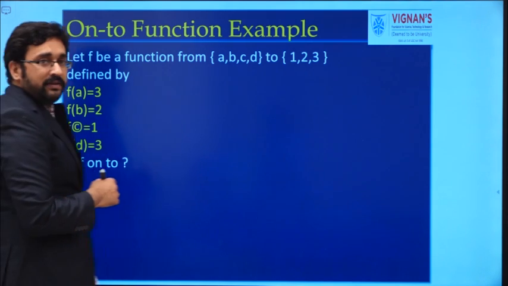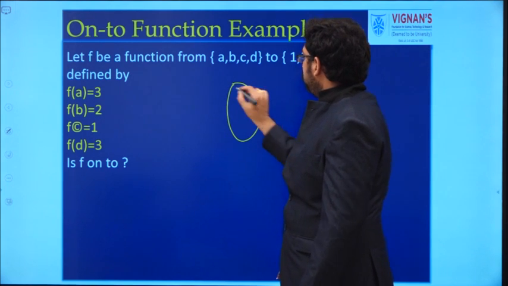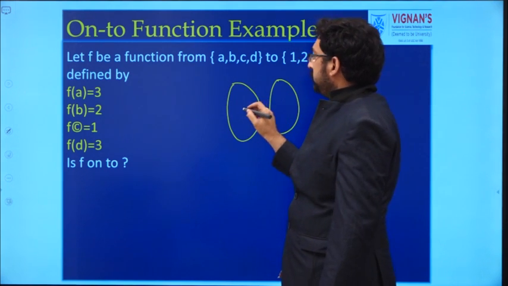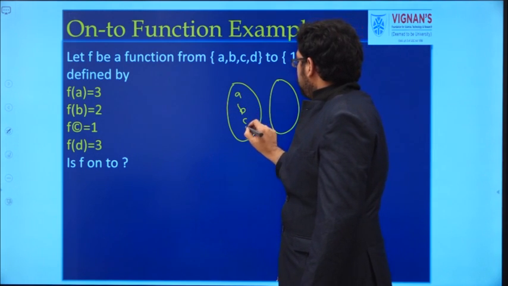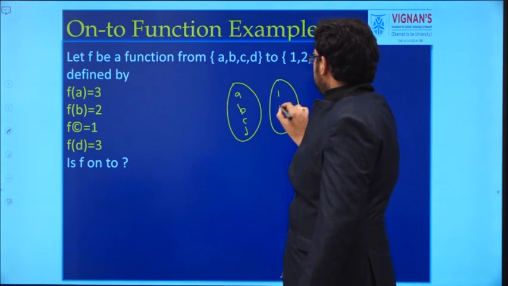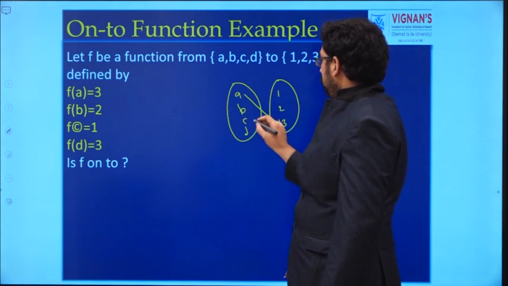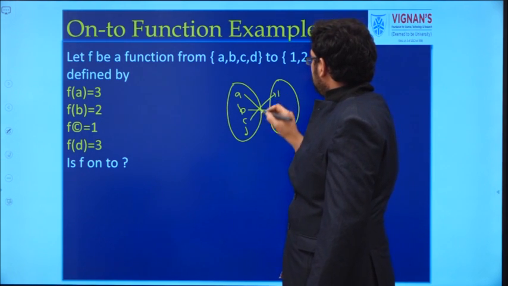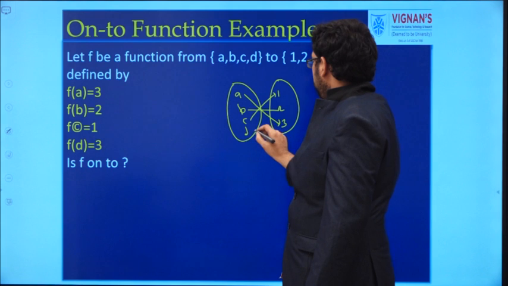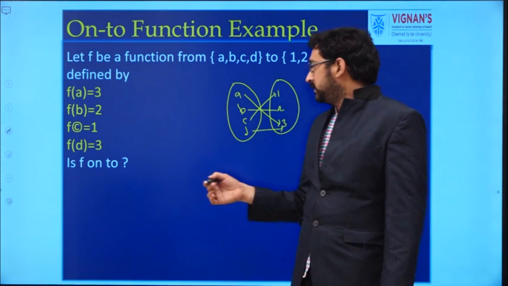Here we have to check whether it is onto or not. For example, using mapping also we can see. Here domain is a, b, c, d, codomain is 1, 2, 3. So a is mapped to 3, b is mapped to 2, c is mapped to 1, d is mapped to 3. Is f onto or not?